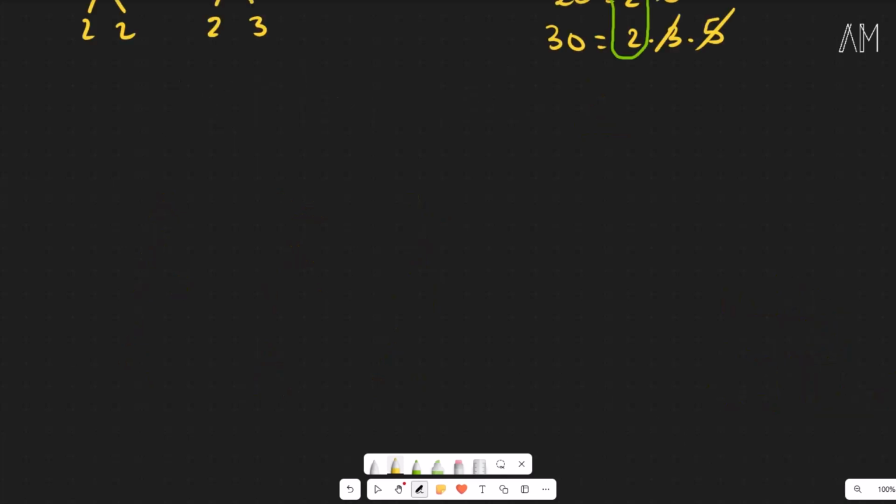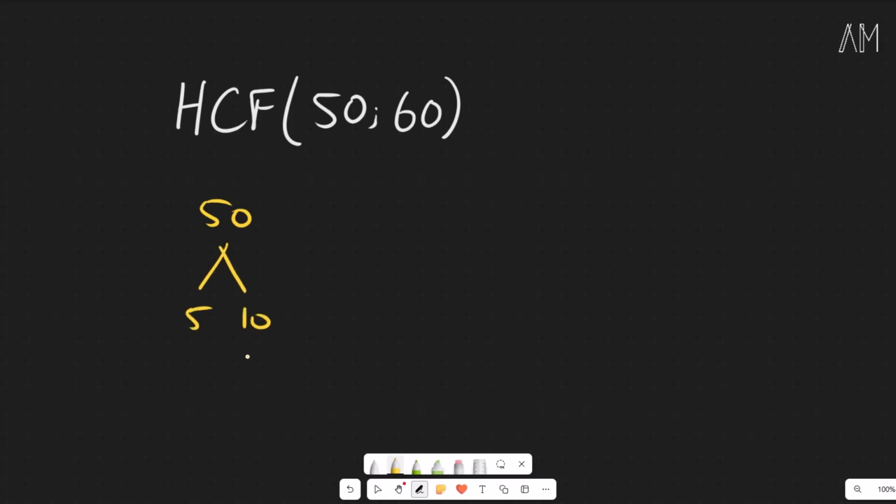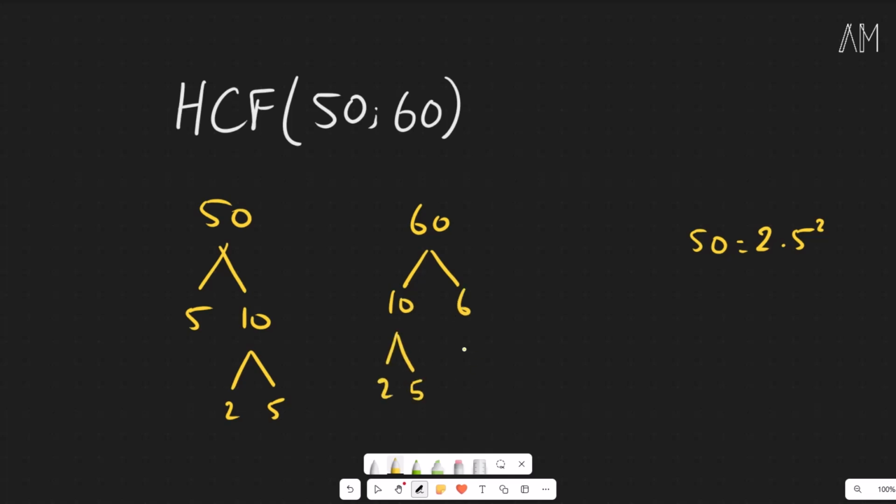Taking another example, let's say I want to find the HCF. Let's take bigger numbers, for example 50 and 60. Why not? So let's get started. 50 is simply 5 times 10, and the 10 is 2 times 5. So the 50 is actually 2 times 5 to the power of 2. The 60 is 10 times 6, and the 10 is 2 times 5. The 6 is 2 times 3. So the 60 is 2 to the power of 2, times 3, times 5.